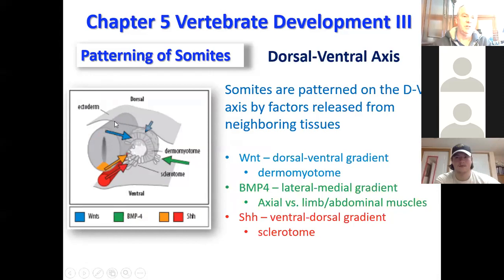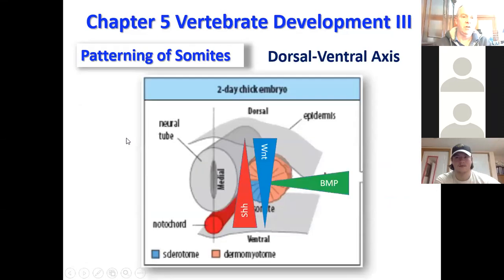You've got Wnt coming from the dorsal side of the neural tube and from the ectoderm. So you've got high Wnt here, low Wnt here. And then you've got BMP4 coming from the lateral side towards the center. So you've got high BMP, low BMP. Those are your gradients. And those gradients then are going to cause the cells of the somite to differentiate into different tissues based on what concentration of each of these molecules any particular cell is experiencing.